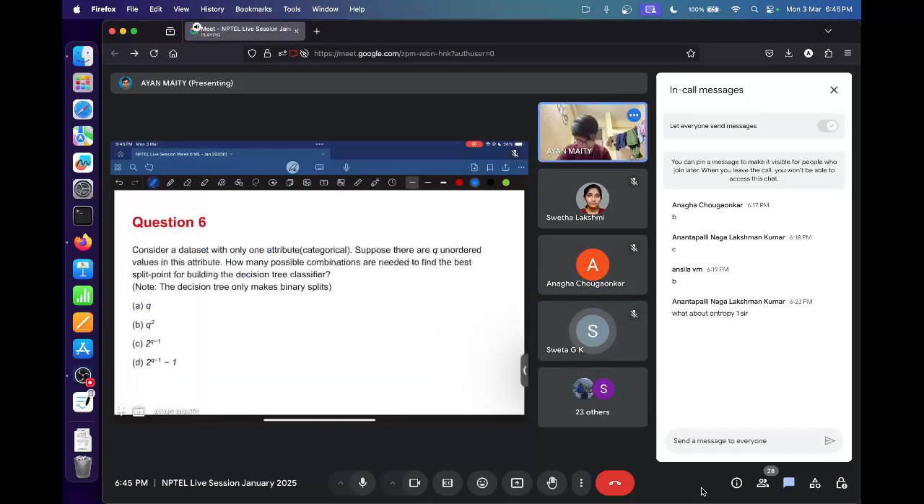Question 6. Consider a dataset with only one attribute, a categorical attribute, so values are categorical in that attribute. Suppose there are q unordered values in this attribute. How many possible combinations are required to find the best split point for building the decision tree classifier? There are four options: q, q square, 2 to the power q minus 1, 2 to the power q minus 1 minus 1. So the attribute is categorical. There is only one attribute. That attribute is categorical, and there are q unordered values that attribute can take. So q distinct values are there in that attribute.